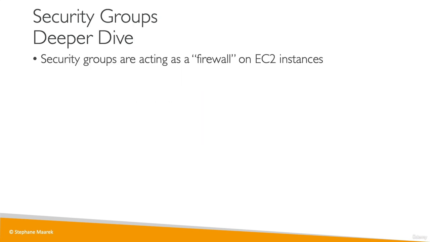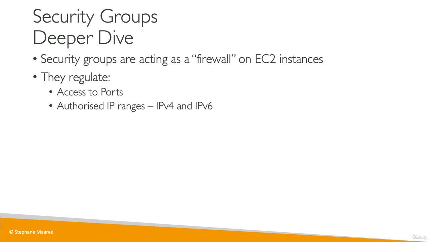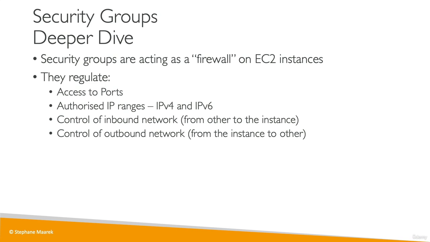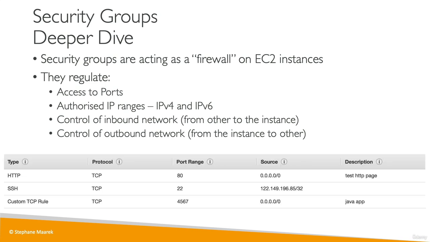Now, let's do a deeper dive. Security groups are a firewall on our EC2 instances, and they regulate access to ports. They define the authorized IP ranges, whether IPv4 or IPv6, the two kinds of IP on the internet. They control the inbound network, from the outside to the instance, and the outbound network, from the instance to the outside. Security group rules look just like this: the type, the protocol, so TCP, the port allowing it, so where the traffic can go through on the instance, and the source, which represents an IP address range. 0.0.0.0/0 means everything, and this here means just one IP.